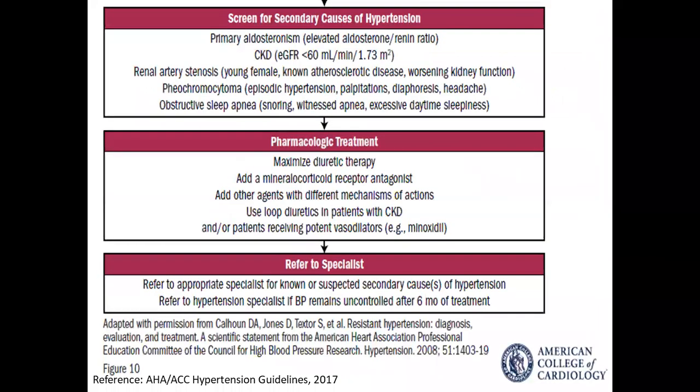Once you evaluate all those things, you should also consider the secondary causes of hypertension, because secondary hypertension is very difficult to treat, and that can be the reason for the resistant hypertension. So if you are suspecting secondary causes, you should look for primary aldosteronism, you should look for renal impairment, you should evaluate for renal artery stenosis. Similarly, you should evaluate for pheochromocytoma and obstructive sleep apnea.